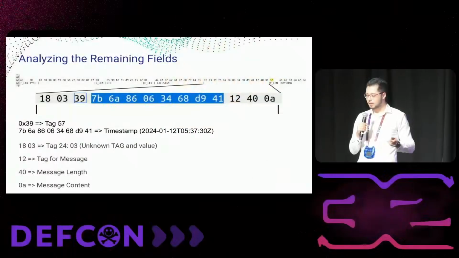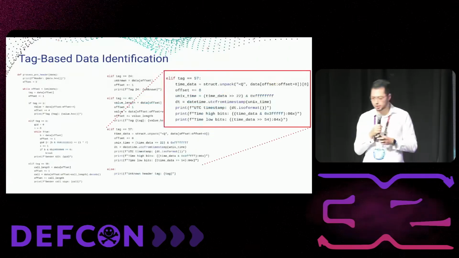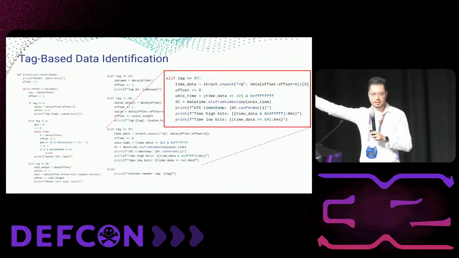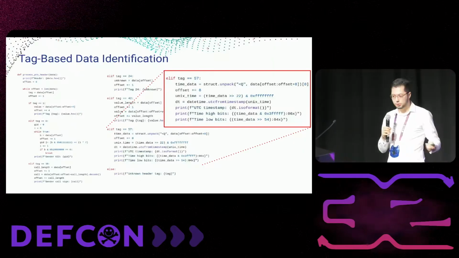So 57, or 39 hex, is followed by the UTC timestamp. Then we use this in tag-based identification in our script. We take the tag equal to 57, and then we apply the Python code to decode that. So that's what we're doing.